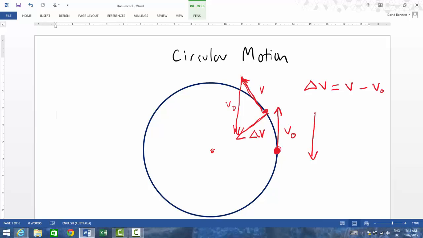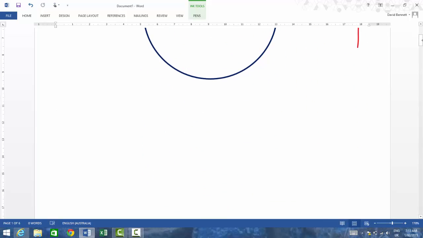Now, anything that's going around, whether it be a satellite, whether it be a little weight put on a string, there has to be some sort of centripetal force acting there. Just moving ahead from there, I'll just come down the page a little bit. So if we know that the change in velocity is equal to the final velocity take away the initial velocity, we're doing that as a vector calculation. So that's a vector addition there.